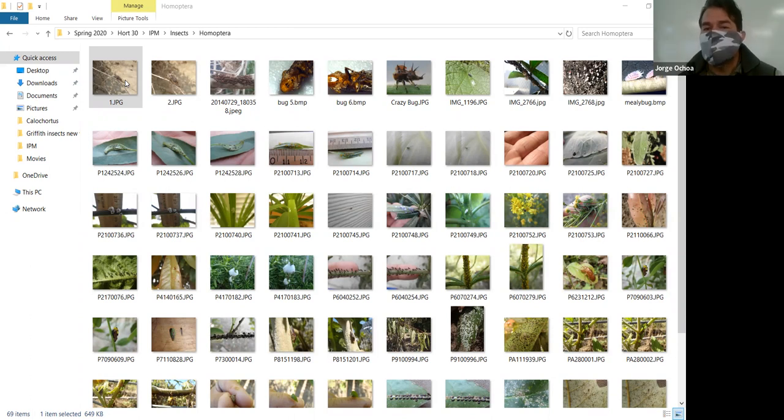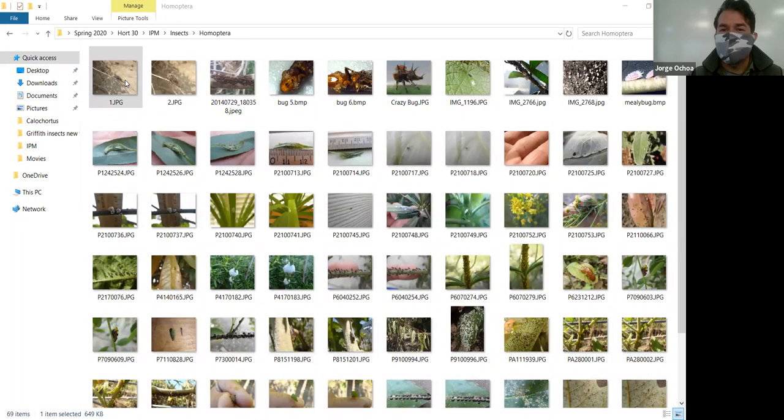And these are the adult psyllids. This is Eugenia psyllid. The juvenile is right here. They create these little bumps where they're feeding. And when they become an adult, they come out like this.